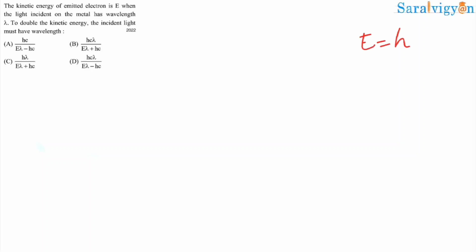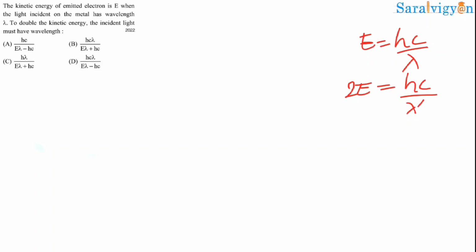So we know the formula for energy. E is equal to hc by lambda. So in the first case, the kinetic energy of the emitted electron is E itself, and the light incident has wavelength lambda. In the second case, we have to double the kinetic energy. So we have 2E is equal to hc by lambda dash, some lambda we do not know.